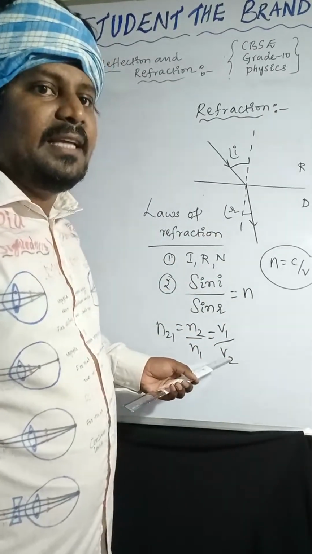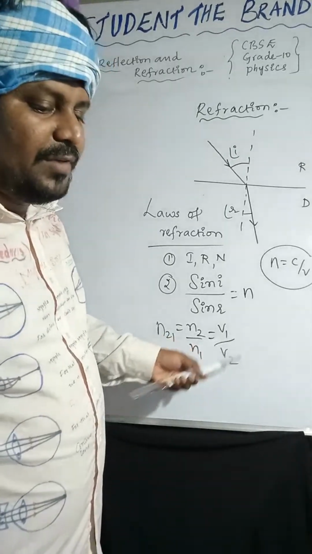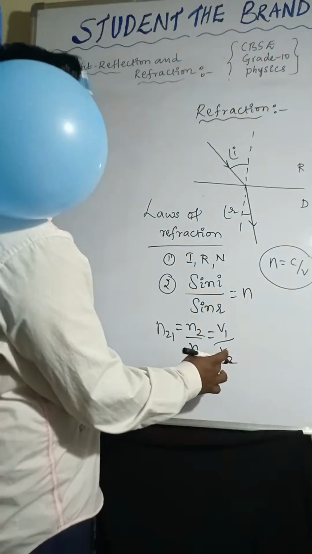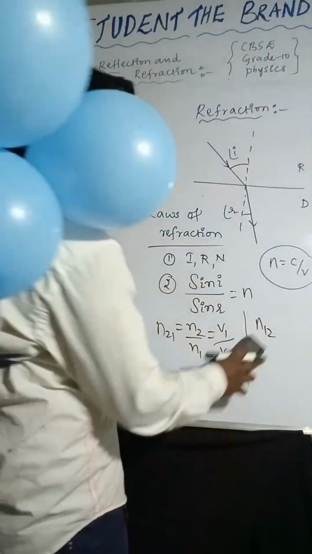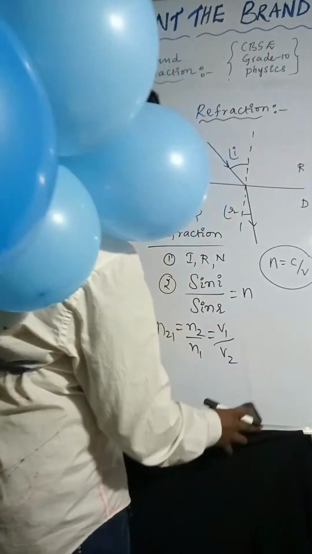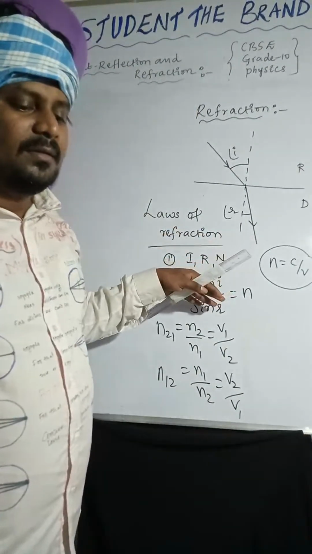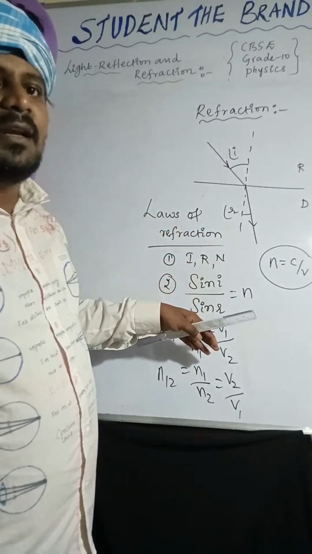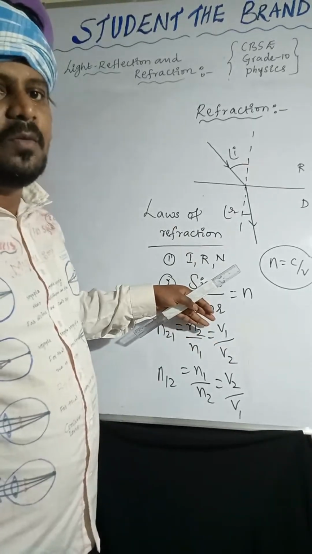Relative refractive index is n equal to N2 by N1 is equal to V1 by V2, right? Yes, this is the relative refractive index. We can also take N21, that is N12 if you are taking N1 by N2 equal to V2 by V1, right? So this is about relative refractive index. I hope it is very clear.